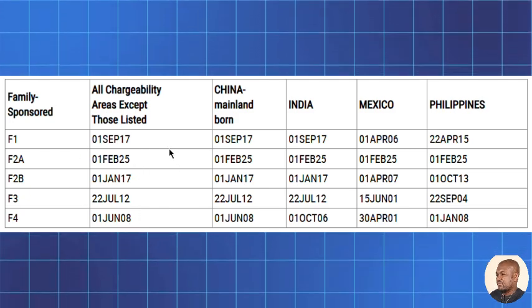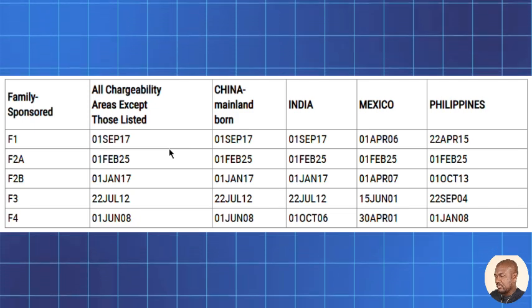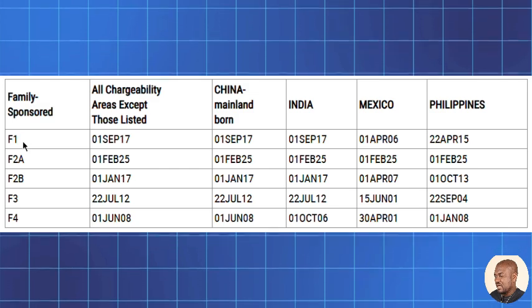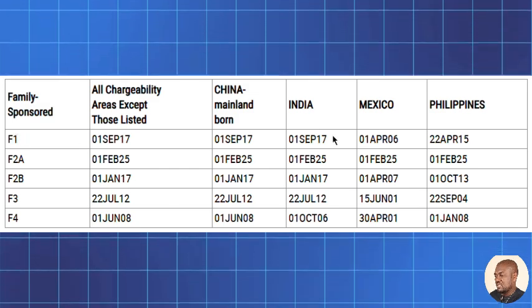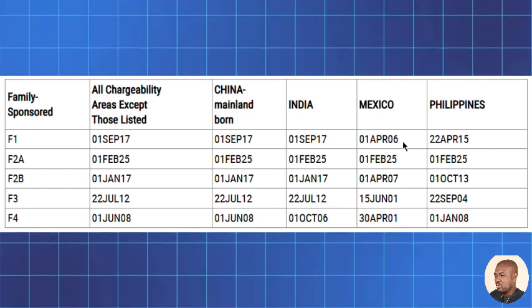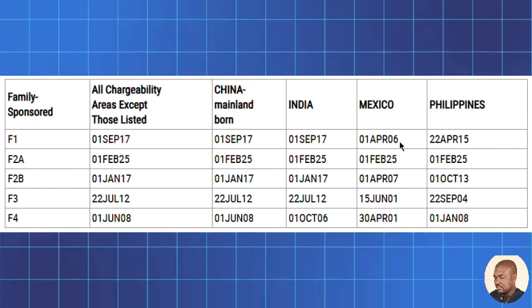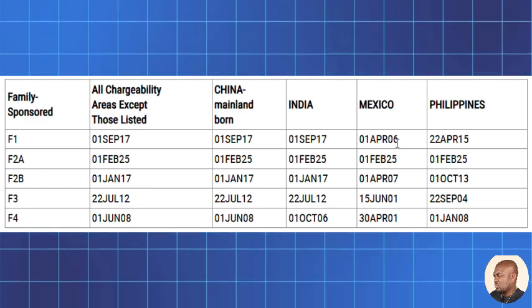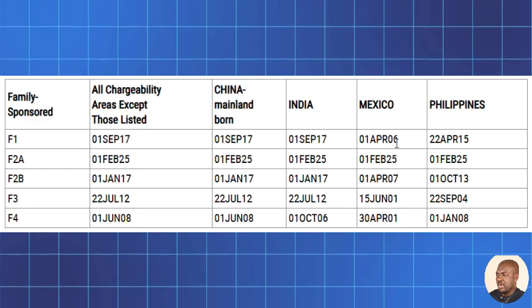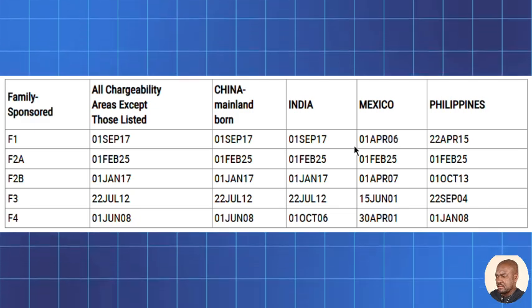So let's say you're from Mexico, which is here, and you are in the F1 category. This is the F1 category right here. So this is the date you're going to pay attention to. This is the cutoff date, which is April 1st, 2006. Now what are you going to do with this date? You're going to compare your priority date with this cutoff date.